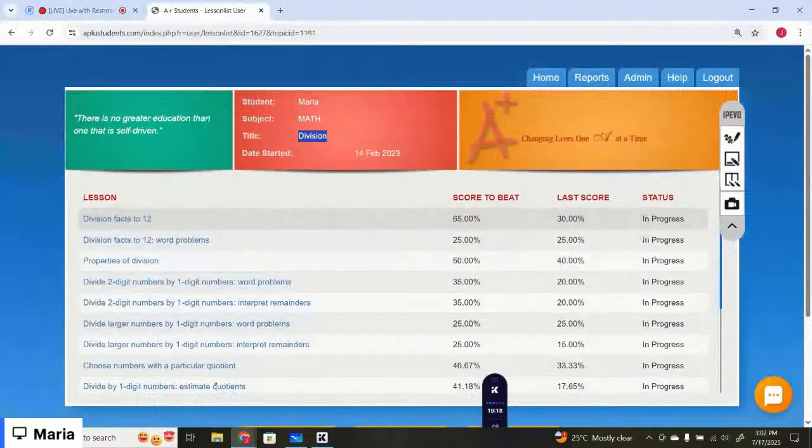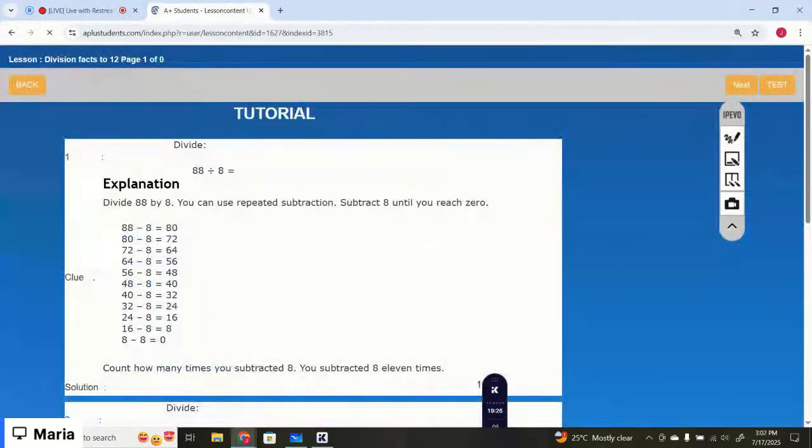So here I am on grade 4 now is division. Let's just start with the first lesson, that is division facts to 12. Divide 88 divided by 8. So basically the division is repeated subtractions, right? We need to subtract 8 every time until we reach 0.